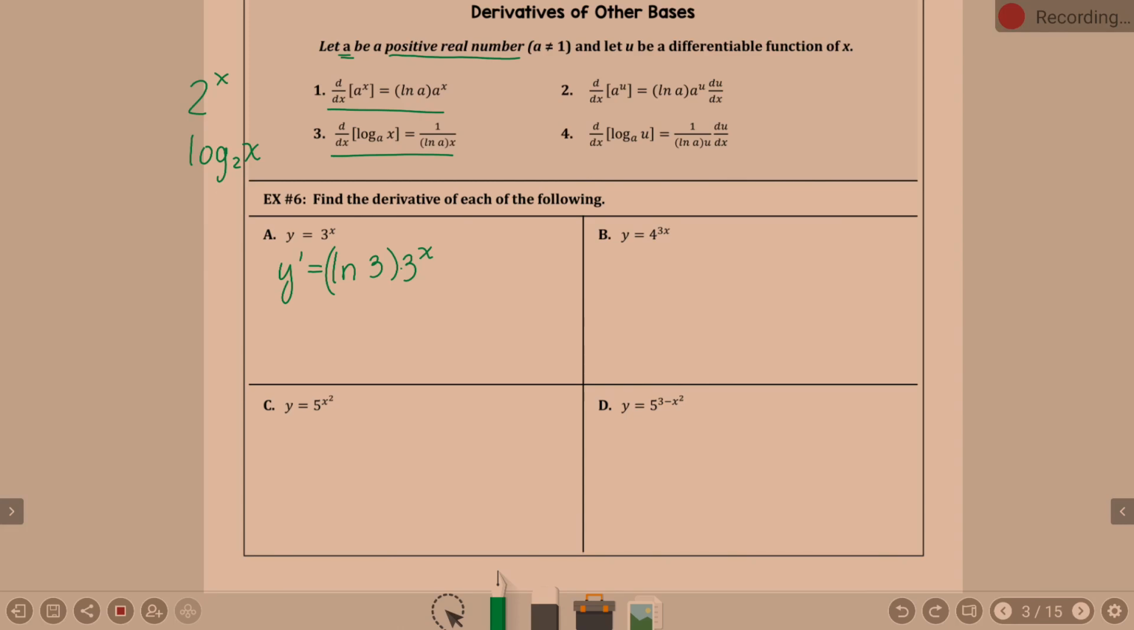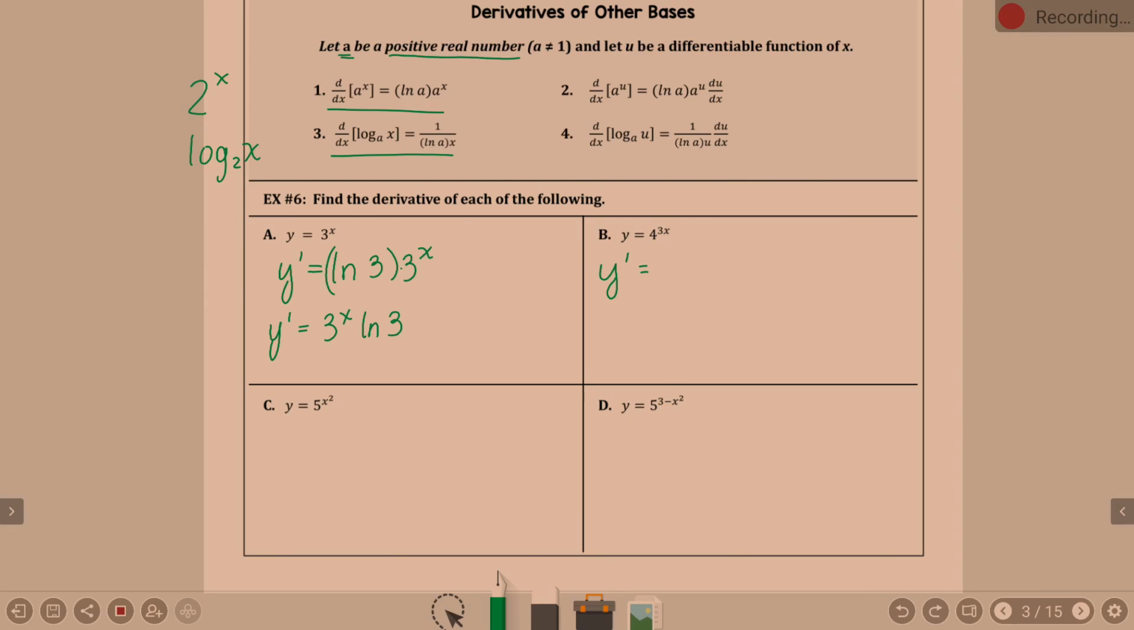Got it. Now, he said it as the rule was written. You could also write it as 3 to the x times natural log of 3. And if you put the 3 to the x out front, you can probably get away without parentheses if you're careful. Easy enough? It's a rule you have to memorize. B. What about B? It does end up being rule number 2 because we're going to have to employ the chain rule.